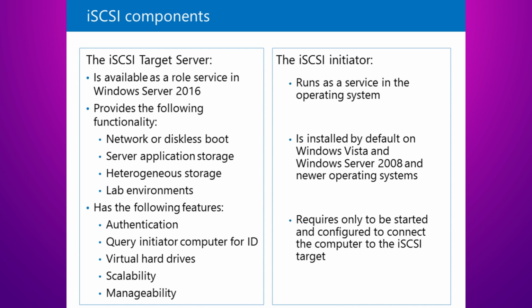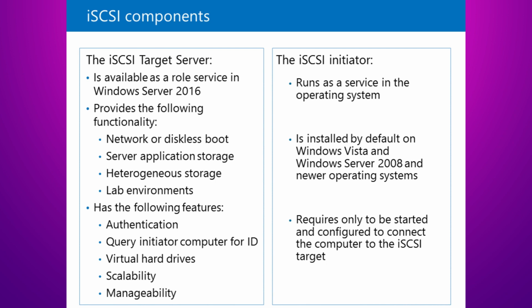The features of the iSCSI Target Server in Windows Server include authentication. You can enable Challenge Handshake Authentication Protocol, CHAP, to authenticate initiator connections, or enable Reverse CHAP to allow the initiator to authenticate the iSCSI target. Query Initiator Computer for ID. To use this, you must use Windows 8 or Windows Server 2012 and newer operating systems.